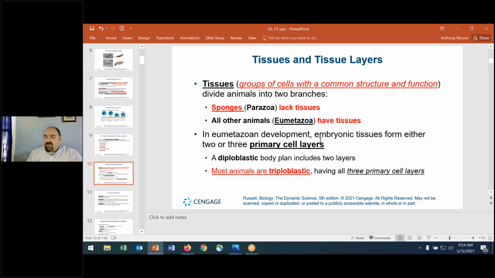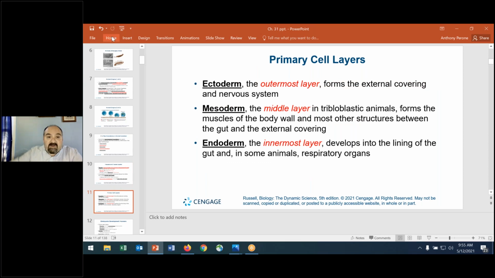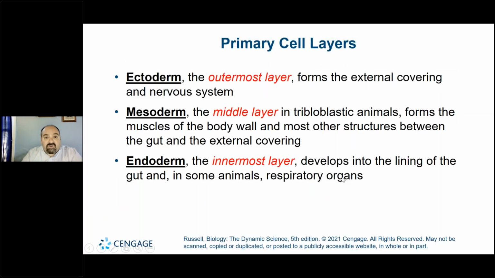And when you think of human development, there's going to be this ecto, meso, and endoderm, but we're going to see this in most of the animals present within the eumetazoa. You're going to have these 3 germ layers. And these three germ layers will differentiate and become the different structures that comprise the organism. So you'll see here, as far as the germ layers, these primary cell layers are concerned, the ecto, meso, and endoderm. So you'll need to know that the ecto is the outermost layer, the meso is the middle layer, the endo is the innermost layer. And now what actually develops from these layers, right?